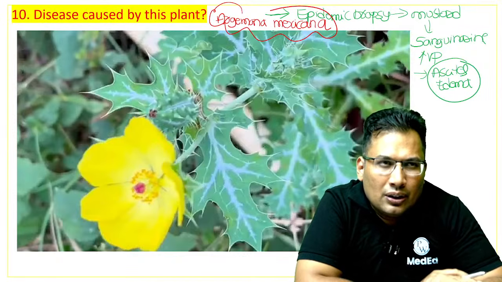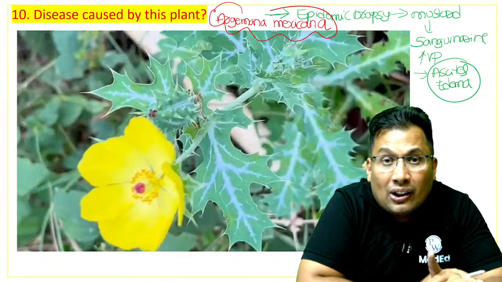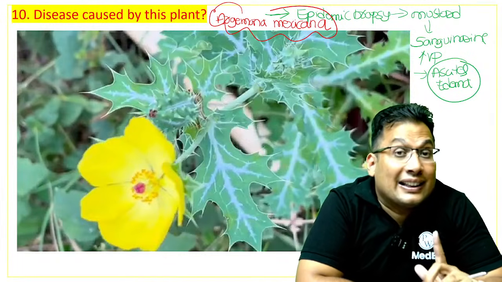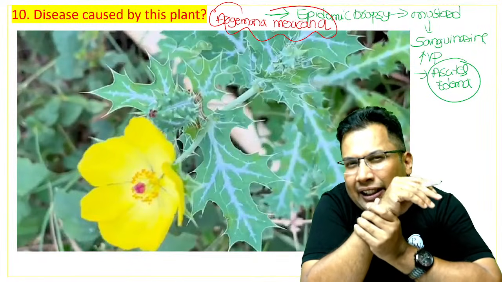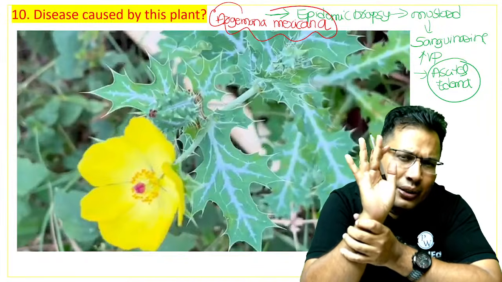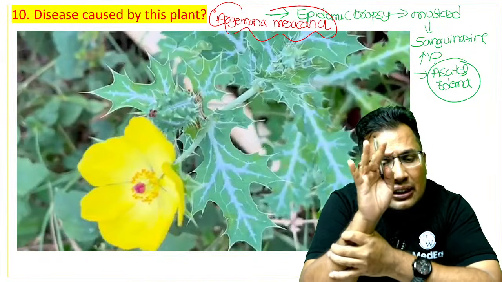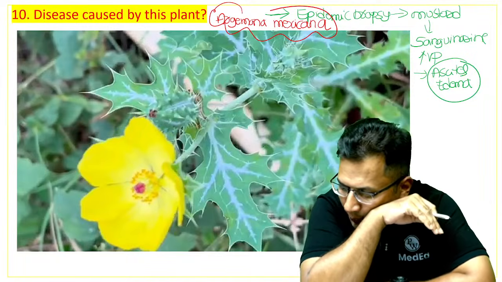MCQ. Then one more is lathyrism. Basically, beta-oxalyl aminoalanine. Lathyrism. Kesari dal. Consumption of kesari dal as a staple diet can lead to lathyrism. Three conditions very commonly asked: endemic ascites, lathyrism, lastly Argemone mexicana. Okay. Hope you understood this plant.